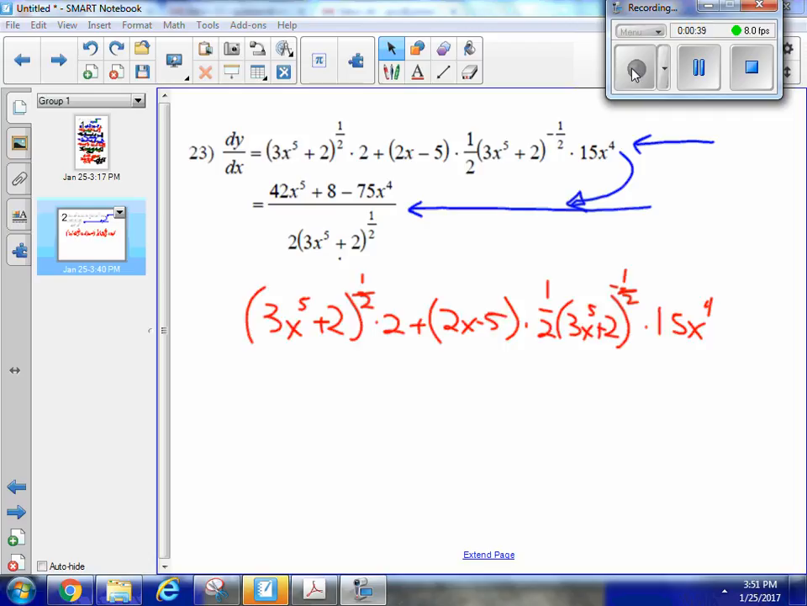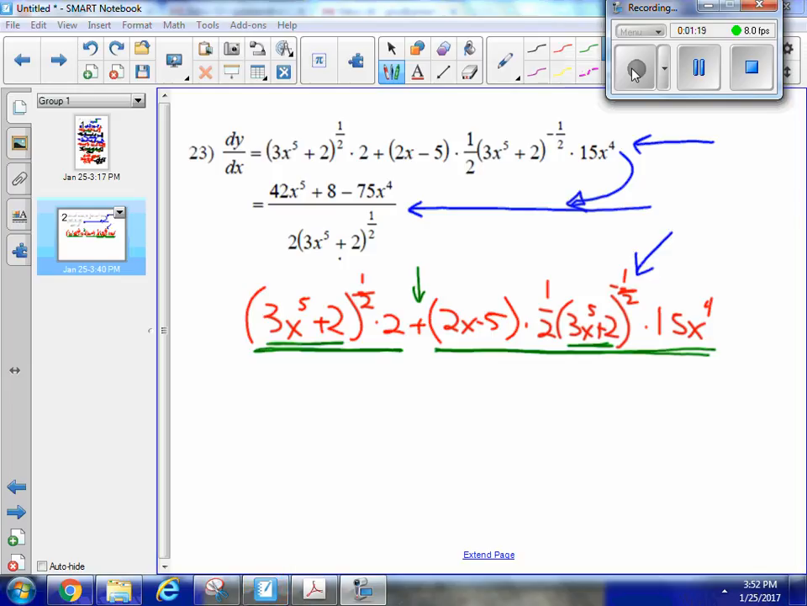So what I need to notice here is that I have a binomial. This is one term, then there's a plus sign, and here is the second term. This term here is a product of a couple terms. So this is a binomial. And what I see in this binomial is that I have this 3x to the fifth plus 2 binomial in both pieces of it. So what I'm going to do is factor out the piece with the lowest exponent. So I'm going to factor out a 3x to the fifth plus 2 to the negative 1/2.